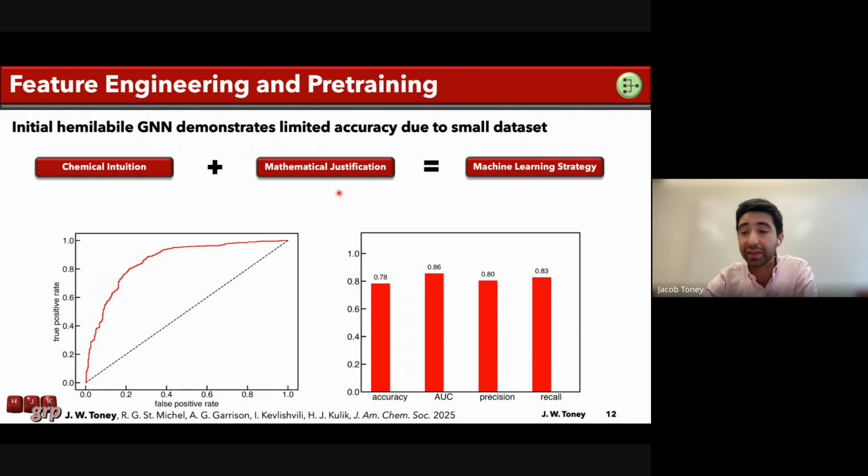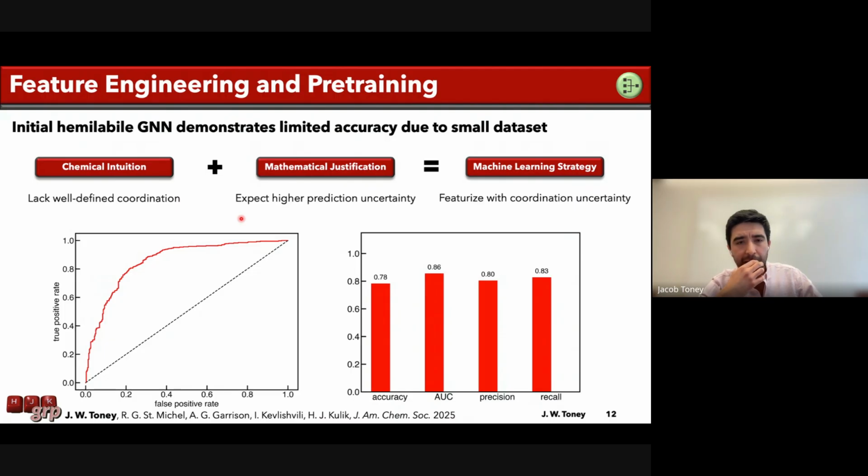But we can do something that's a little challenging for me, which is to think like a chemist and apply some chemical intuition, a little bit of math, and come up with a new machine learning strategy to improve this accuracy. We know that hemilabile ligands, by definition, lack a well-defined coordination mode, because that's what makes them hemilabile. There are at least 2 right answers. Therefore, we expect that our previous models, which have not seen such ligands, will be more uncertain. They'll have a higher prediction uncertainty. So we can just take that, run these ligands through those other models, run inference, collect all the uncertainties, and use those as features for a new model.